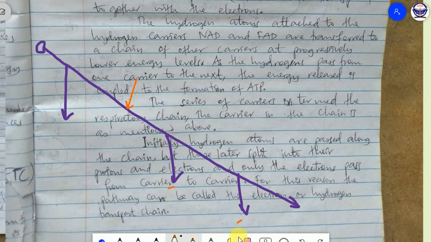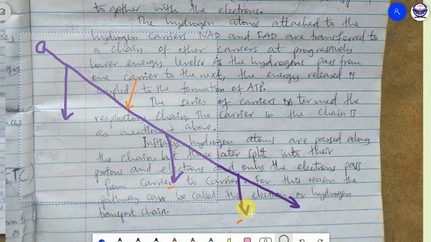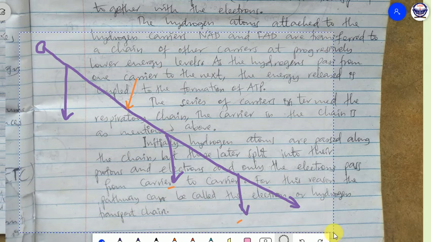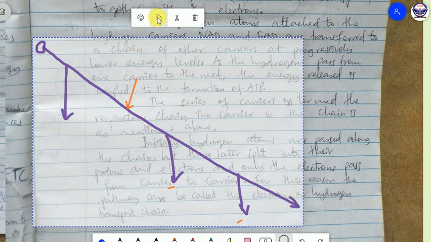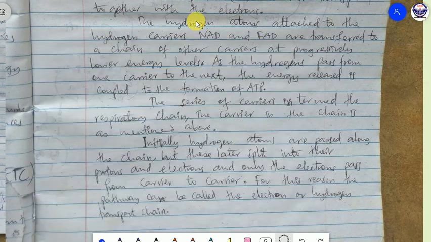So energy ambayo inakuwa released hapo hydrogen zinapopita, tunasema inakuwa coupled. Coupled maana yake ni kama inakusanywa. So the energy is accumulated for the formation of ATP. That means if the energy is not sufficient to form ATP, it will be lost as heat.